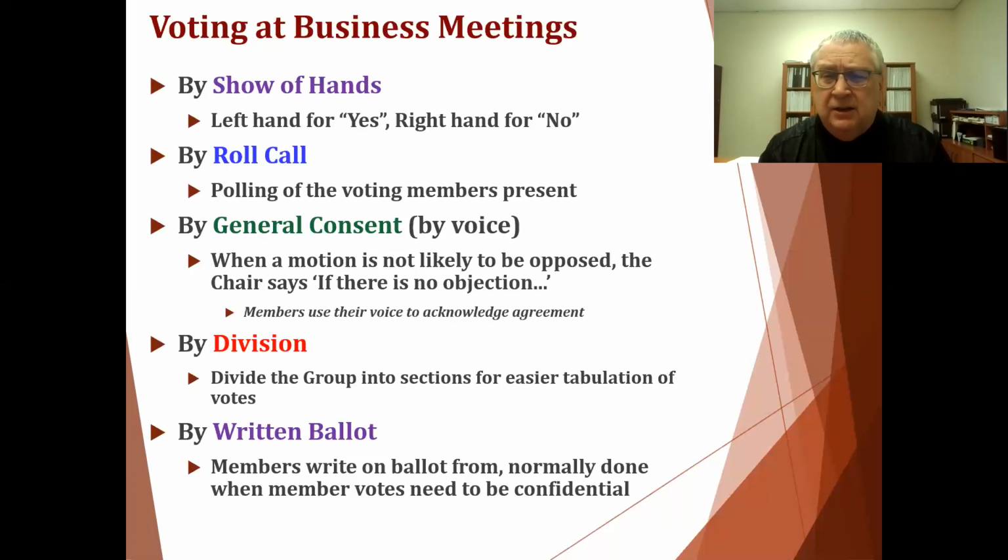Sometimes issues are controversial and people would vote one way if it's in public and maybe a different way if it's confidential. And so as a result, there's nothing wrong with adopting voting by written ballot. The written ballot with its little voting forms, and they're collected, and the way someone votes is kept confidential.